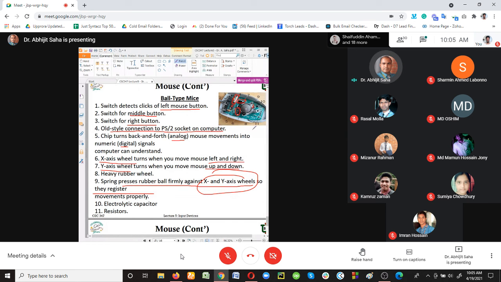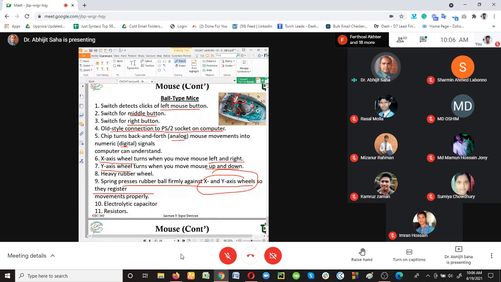When you move the ball-type mouse from up to bottom or left to right, the ball moves and the wheels or rollers run. With that, the signals you create are sent to the analog-to-digital converter. It converts them, so that you are able to pass the signals to your computer system.